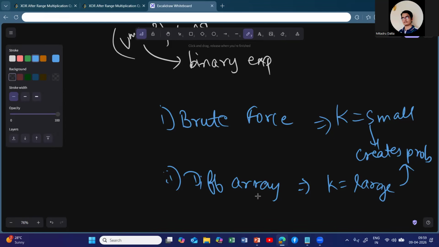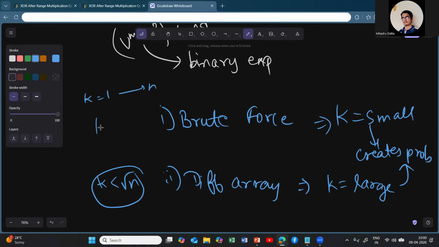So we will try to combine the best of both worlds. How can we do that? The crude method will be to see whether k, k is going from 1 till n, right? This is the range of k that you can receive in your query. So if this particular k is less than root n, then we will follow this approach.